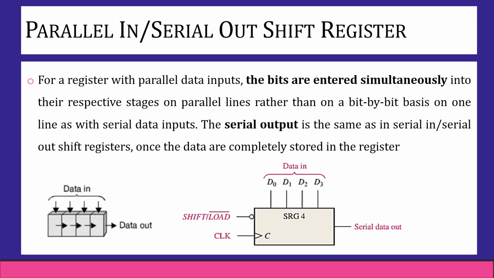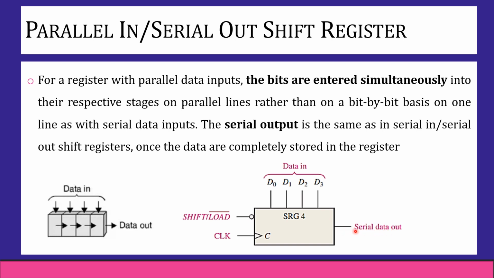Now let's look into the parallel in serial out shift register. As the name indicates, we are inputting the data parallelly, but we are taking out the data serially. So for a register with parallel data inputs, the bits are entered simultaneously into the respective stages on parallel lines rather than on a bit by bit basis on one line as with serial data inputs. The serial output is the same as in the case of SISO shift registers. That means we will be having only a single output line.